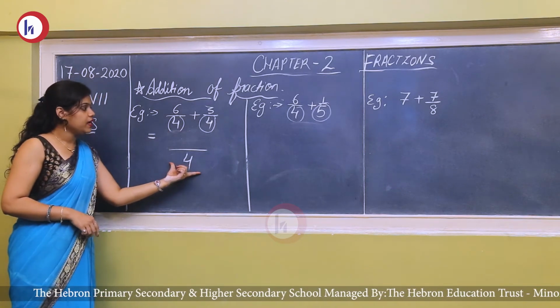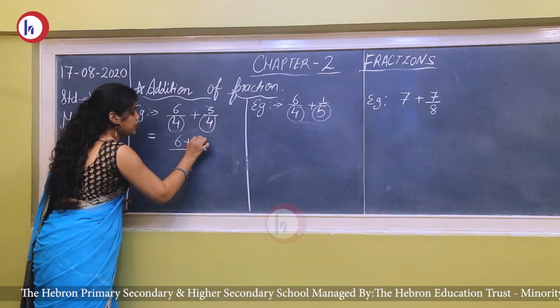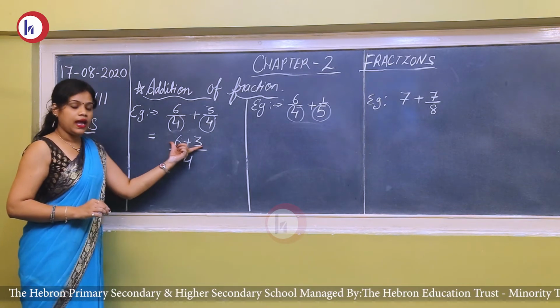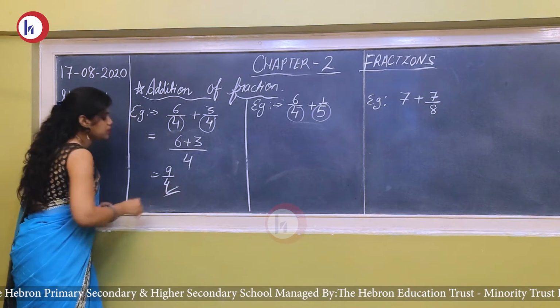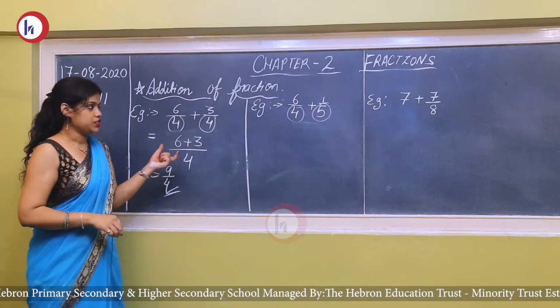So you will directly write 4, and here 6 plus 3. Numerators will be added. So your final answer will be 9 upon 4. So this is how you add like fractions.